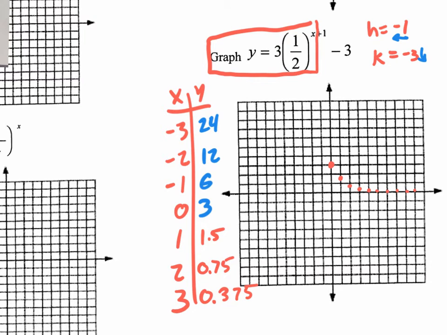By the way, let's go in the other direction. Let's plot -1, 6, -1, 1, 2, 3, 4, 5, 6, and -2, 12 is off the graph. So I don't even have to put it. But anyway, there's our graph. What do I need to do to these coordinates to get my final graph? Shift them. Shift them where? According to h and k. 1 to the left, 3 down.